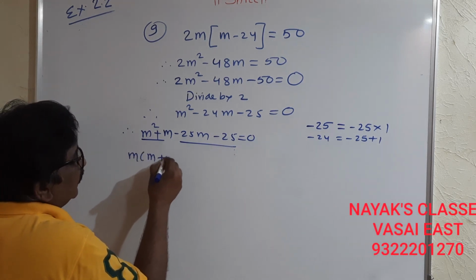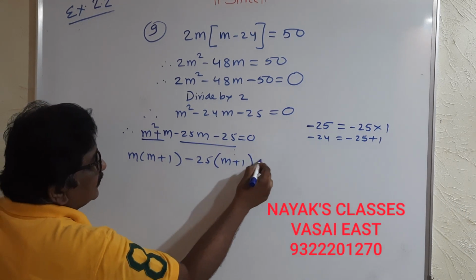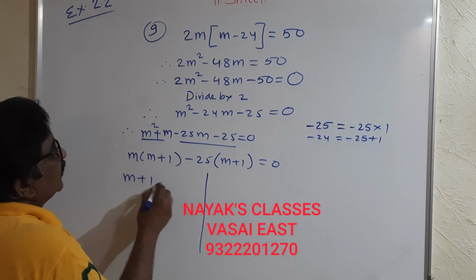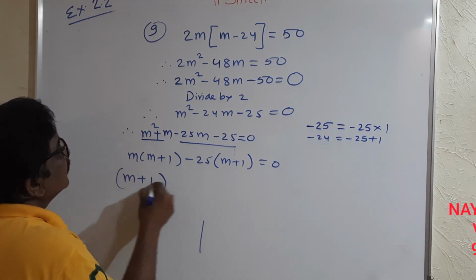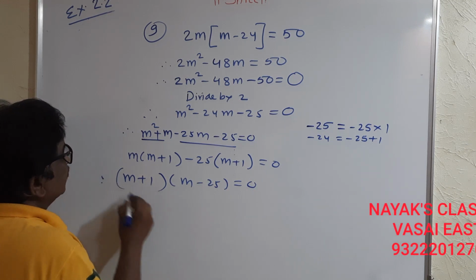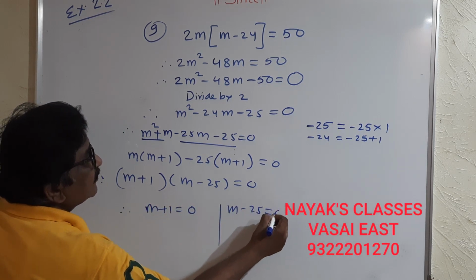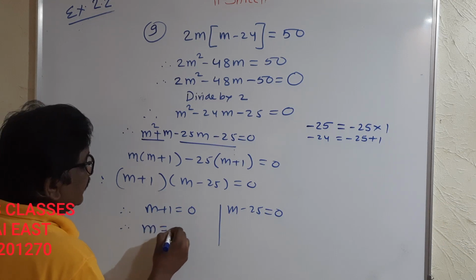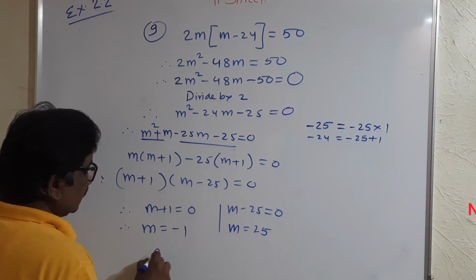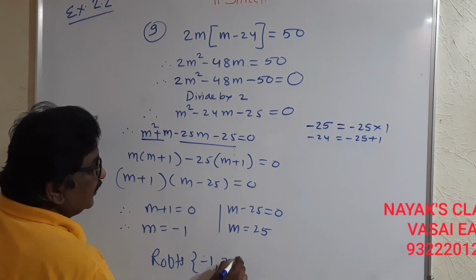m into bracket m plus 1 minus 25 into bracket m plus 1 is equal to 0. So it will be m plus 1 and m minus 25 is equal to 0. Finally, m plus 1 is equal to 0 or m minus 25 is equal to 0. Therefore, m is equal to minus 1 or m is equal to 25. So roots are minus 1 and 25 respectively.